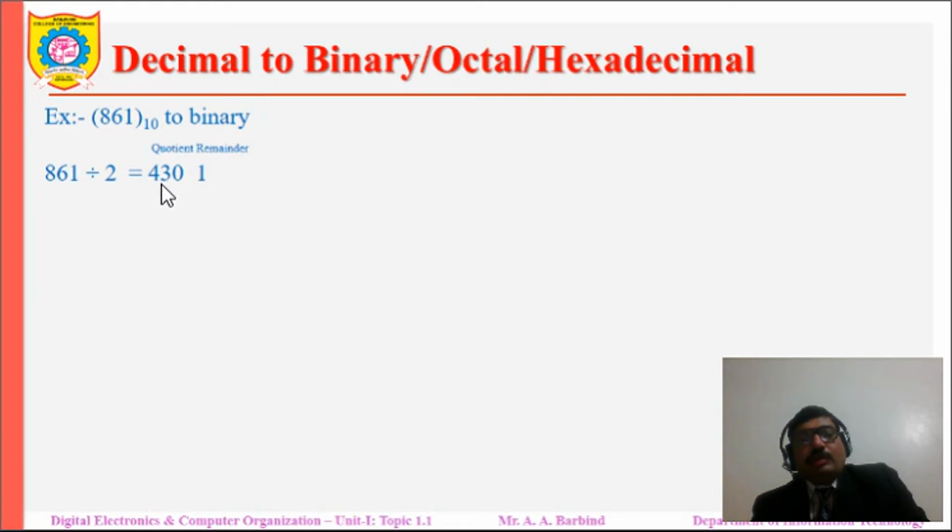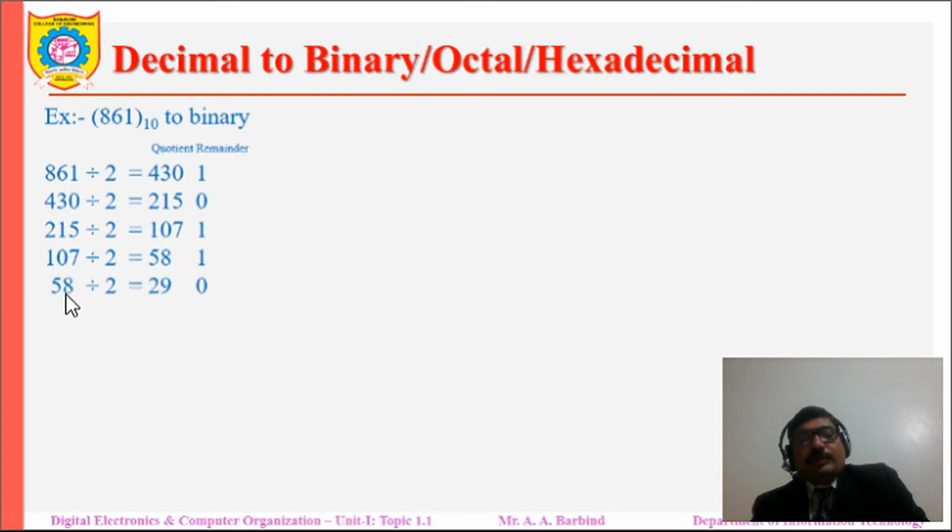So we note the quotient as well as the remainder. Then the quotient is again divided by 2. 430 is the quotient, it is again divided by 2, and the new quotient and remainder are noted. The new quotient is 215 and the remainder is 0. Like that, after dividing 215 again by 2, we get the quotient 107 and remainder is 1. After dividing 107 by 2, we get the quotient 53 and remainder is 1.